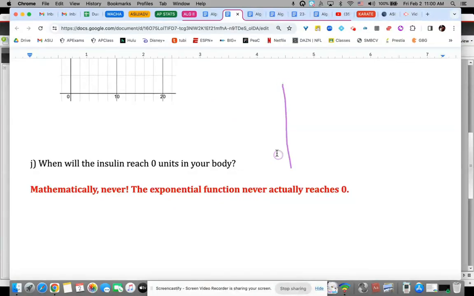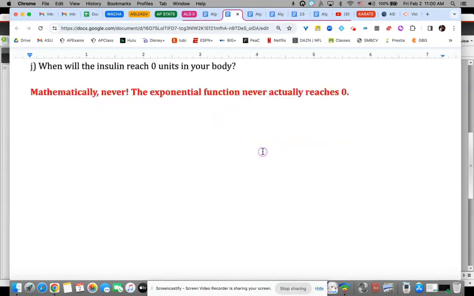So you're going to notice on exponential equations, they'll come down and get really, really close to the x-axis, but never quite touch it. It's kind of like an asymptote, right? That x-axis is an asymptote. All right, so keep that in mind.